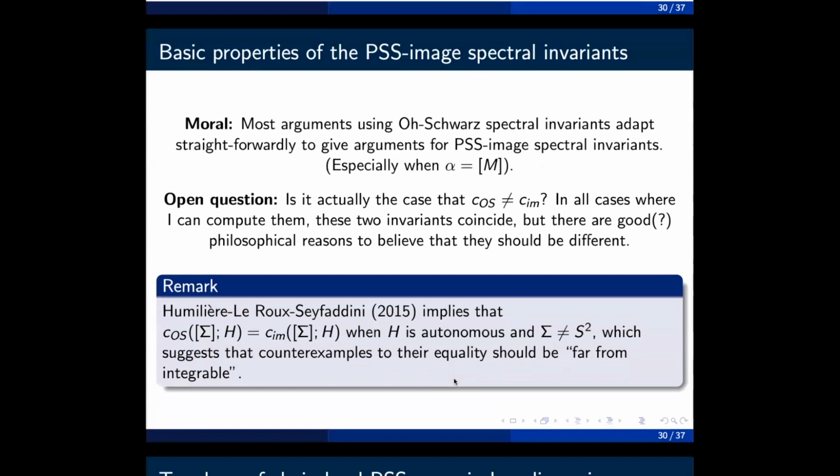Okay, and last remark on that is that in the autonomous case, at least if you're not on the sphere, there's work of Emilia Bedini that implies that when your Hamiltonian is autonomous, not necessarily C2 small, but autonomous, then these two spectral invariants coincide. Okay, so that means that if you want to find counterexamples, you need to get somewhat far from integrable systems.